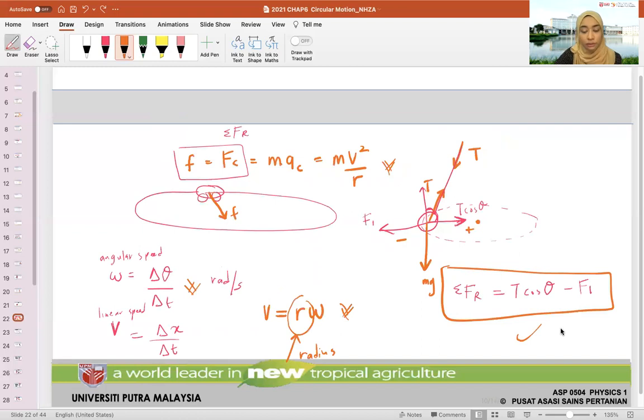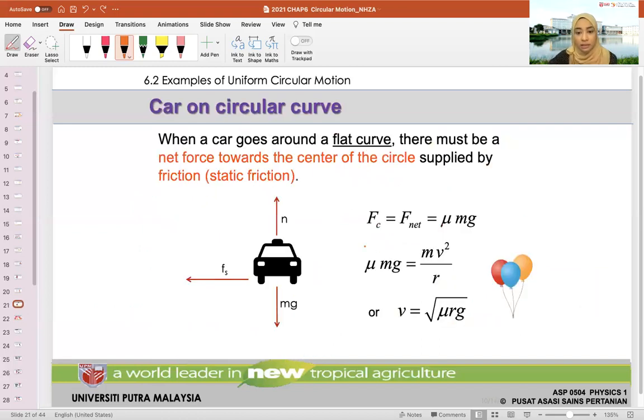Okay, so we talked about this. And in this case, this is mu R. We have to solve for R. We know that R is equal to mg. So this is just friction lah. Friction is equal to mv squared over r. Now this is positive because this guy is acting towards the center. If it is the other way, then it would be a negative.